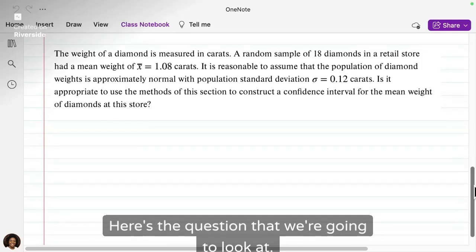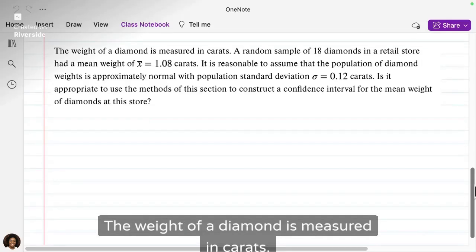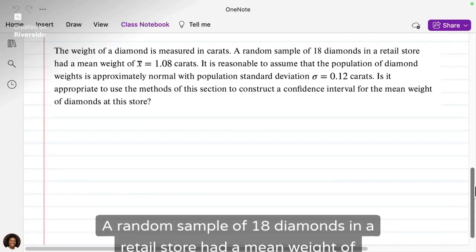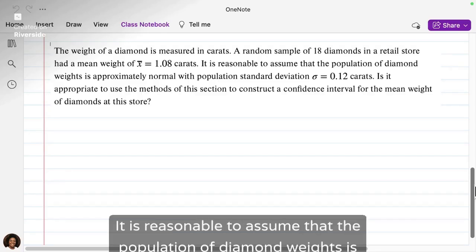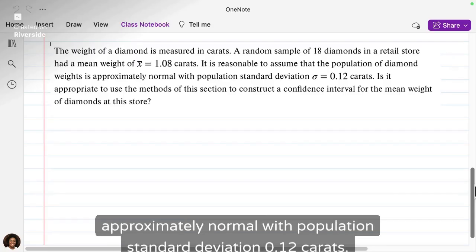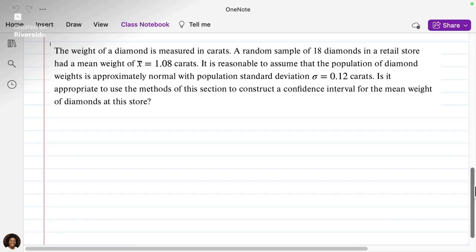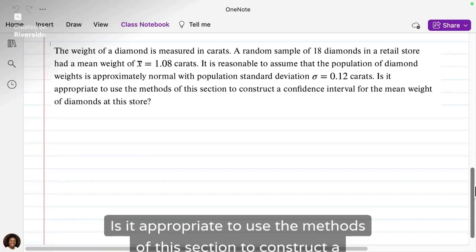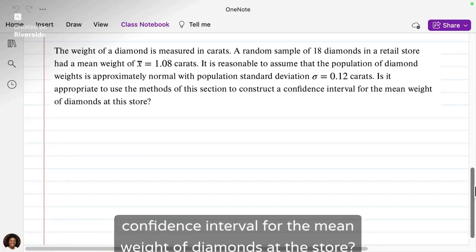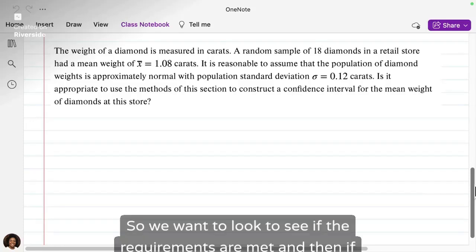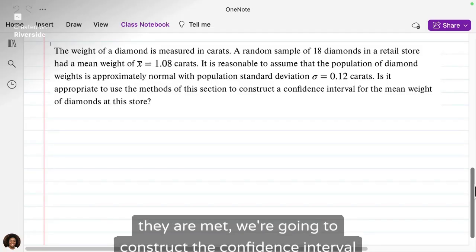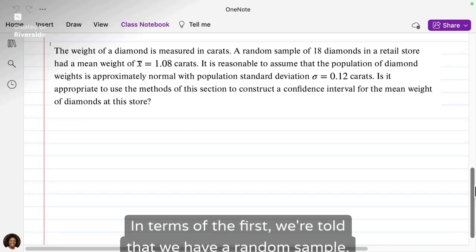Here's the question that we're going to look at. The weight of a diamond is measured in carats. A random sample of 18 diamonds in a retail store had a mean weight of 1.08 carats. It is reasonable to assume that the population of diamond weights is approximately normal with population standard deviation 0.12 carats. Is it appropriate to use the methods of this section to construct a confidence interval for the mean weight of diamonds at the store? So we want to look to see if the requirements are met, and then if they are met, we're going to construct the confidence interval, and we're going to do it at a level of 95%.